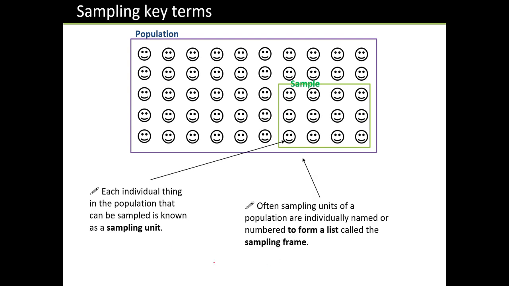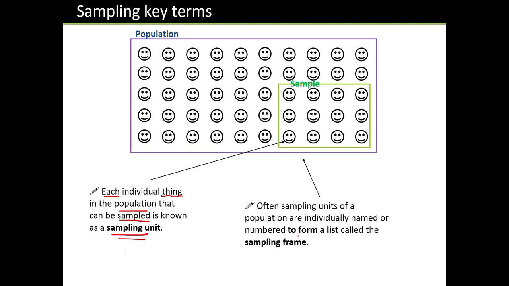Now, there's two terms that sometimes come up with this. First one for you to know is a sampling unit. So a sampling unit means a potential person or a potential thing that could be part of the sample. So we could say each individual thing in the population that could be sampled. Again, this depends on context, and context is really important for stats. For example, if we were talking about a school context, a pupil might be a sampling unit because any of those pupils could be asked.